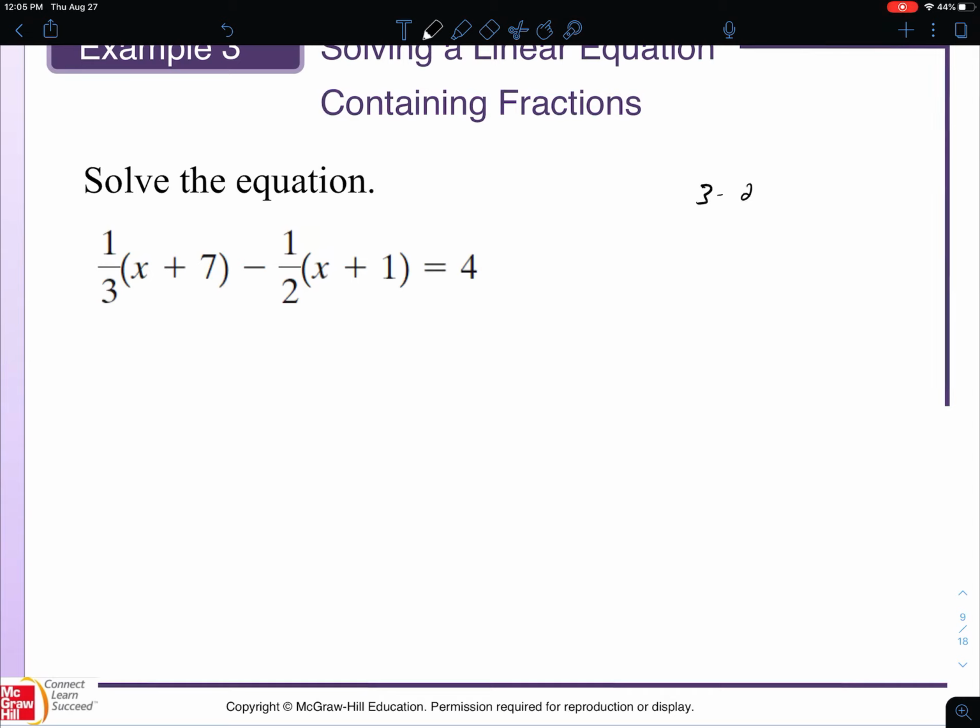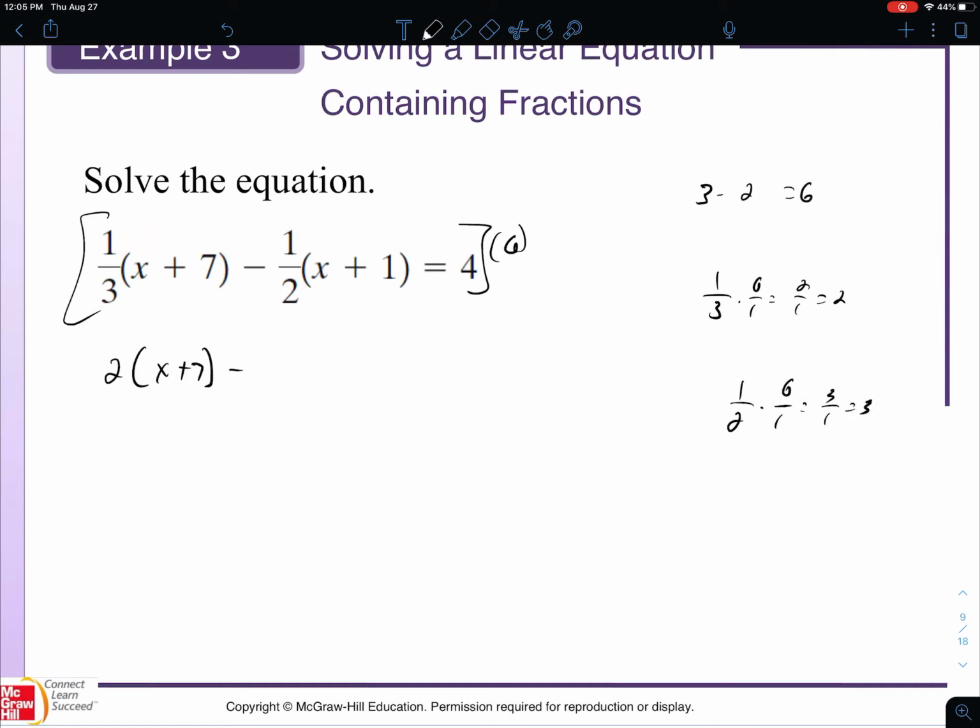So we know 3 and 2 is equal to 6. So I can multiply everything by 6. I can leave it the way it is. Multiply everything by 6. So if I do 6 times 1/3, it's going to be 2, right? So then this is going to be 2 times x plus 7. And then 1/2 times 6 over 1 is just going to be 3 over 1, which is going to be 3. So x plus 1, and then 6 times 4 is 24. So that's one way to clear the fractions quickly. And then I have to do the distributive property on both of these.